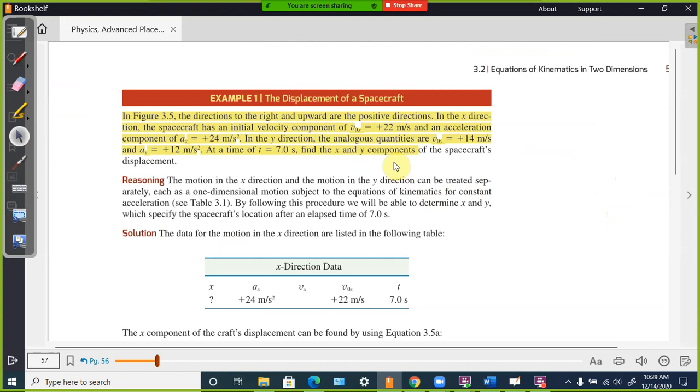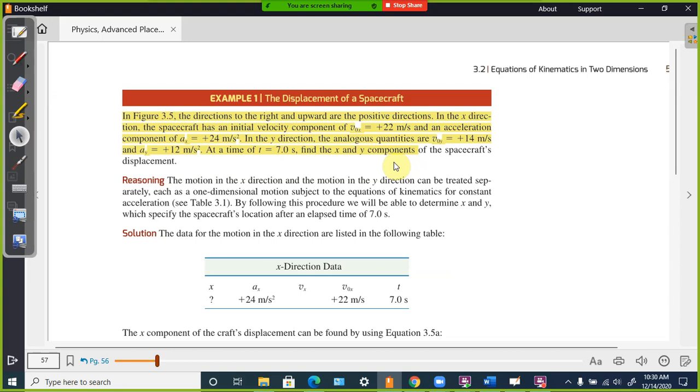So, in example 1, it says in figure 3.5, the directions to the right and upward are positive directions. In the x direction, the spacecraft has an initial velocity component of v0x of 22 meters per second and an acceleration component of ax being positive 24 meters per second squared. In the y direction, the analogous quantities of v0y are 14 meters per second and ay is 12 meters per second squared. So in other words, the acceleration in the y direction.